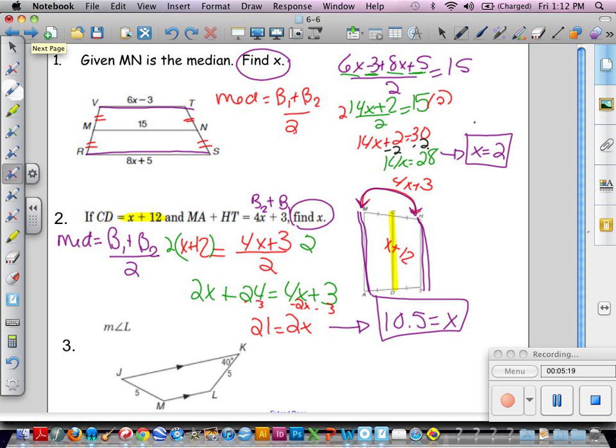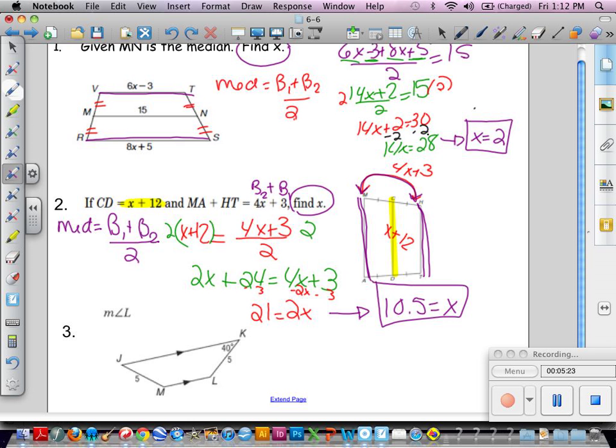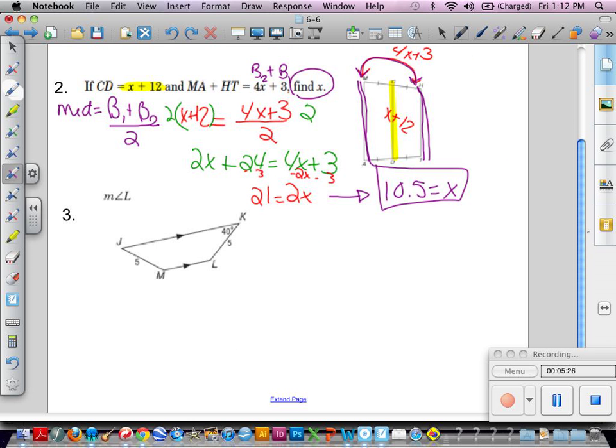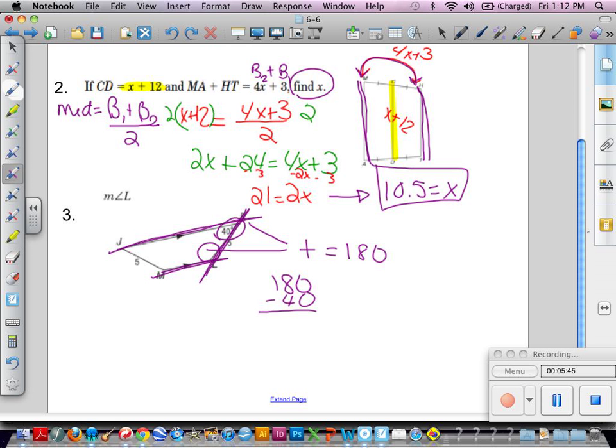Let's take a look at the next problem. I'm looking for an angle. I'm looking for L. Those lines are parallel. Here's your transversal. These are consecutive interior angles, people. They add to equal 180. So 180 minus 40, measure of angle L equals 140 degrees.